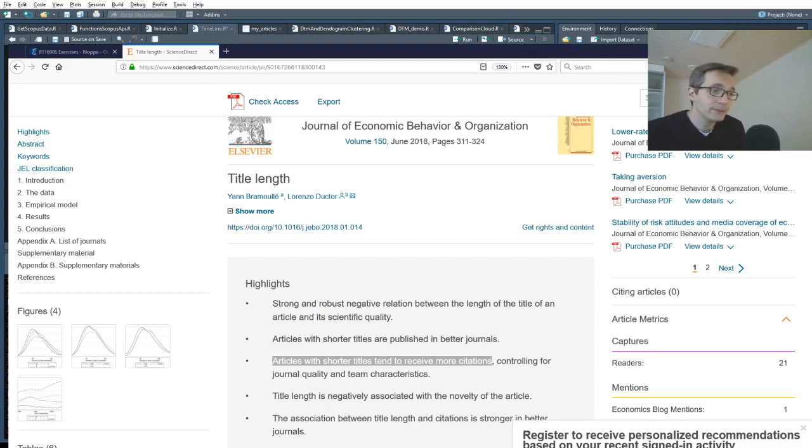Okay, so we can continue this analysis by looking at other factors. Recently, in June 2018, it was claimed that for articles, the title length matters for whether they get more or fewer citations. One of the highlights of this paper, published in the Journal of Economic Behavior and Organization, is that articles with shorter titles tend to receive more citations. We have the data to check whether this is true for my dataset. So let's have a look.